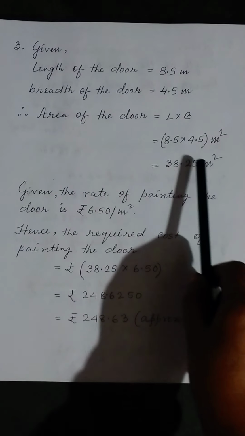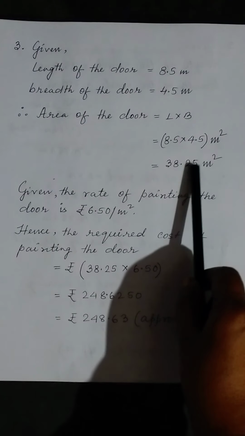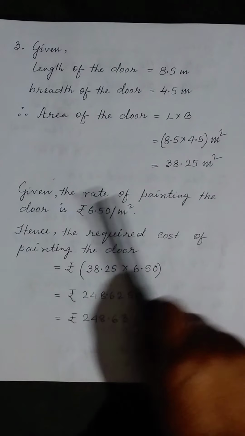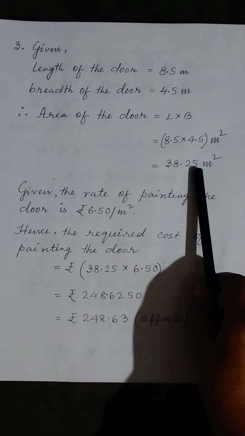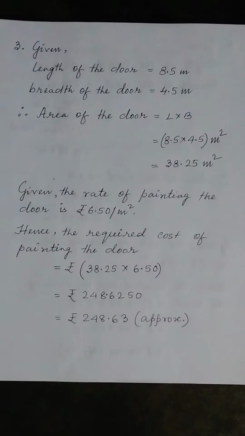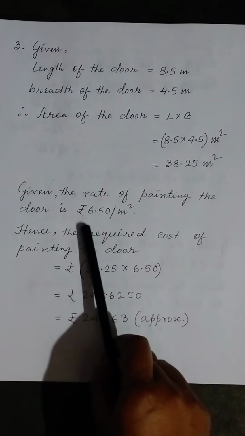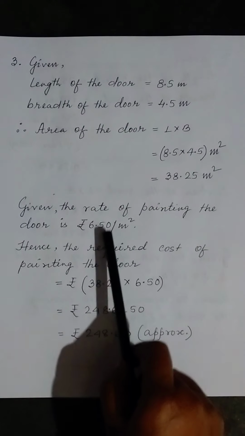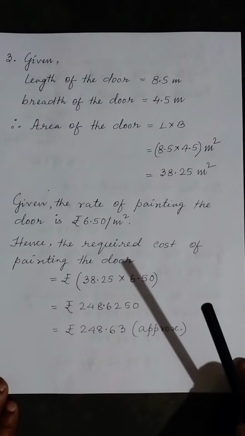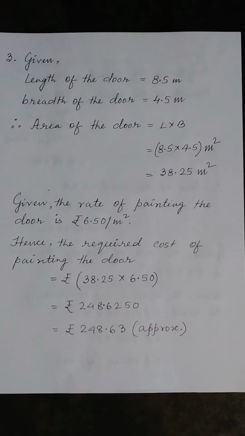Length of the door, breadth of the door, area of the door is length into breadth. So after you multiply 85 into 45, you get 3825. Then 1 place, 2 places of decimal. This is the area of the door. The given rate of painting the door is rupees 6.50 per square meter. Hence the required cost of painting the door is your area multiplied by the rate.